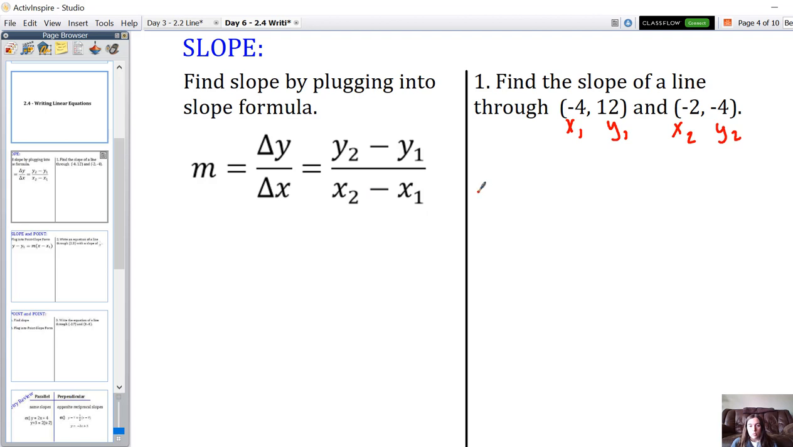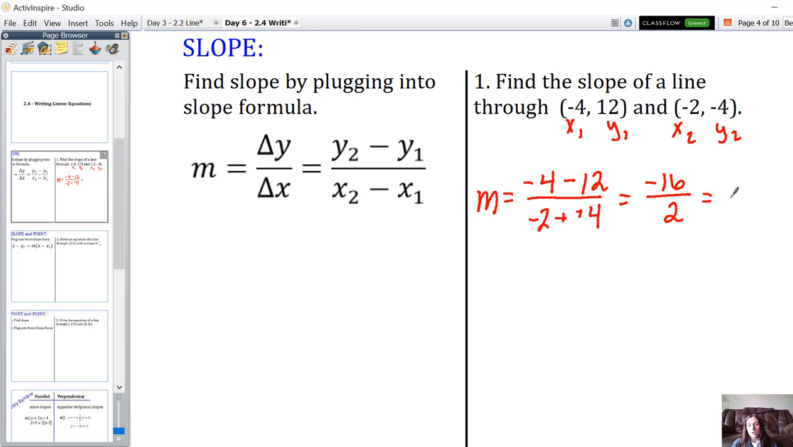So when we're finding our slope, we say y2, so here our y2 is -4, minus y1, which is 12, over x2, which is -2, minus x1, which is -4. But remember, when we're subtracting a negative, that's the same thing as adding that number. So now on top we have -4 minus 12, which is -16, over -2 minus -4, which is -2 plus 4, which is 2. And then -16 over 2 is -8.